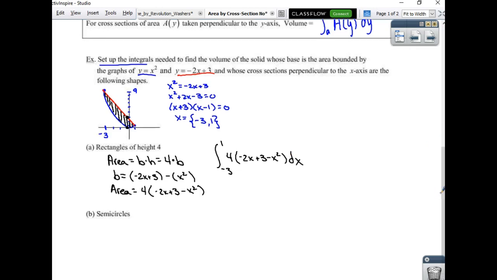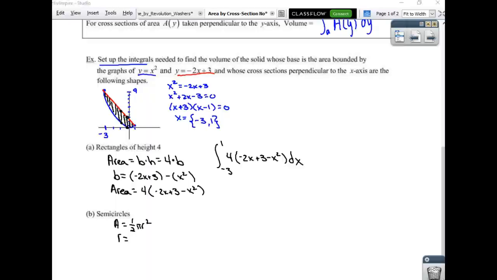Semicircles, we know that this has an area equal to 1/2 pi r squared, and we've got to figure out what on earth r is. We know 1/2, we know pi, but what is r going to equal? So r is a radius, and what we have to catch here is that the distance from the red to the blue would be the entire distance across the entire semicircle.